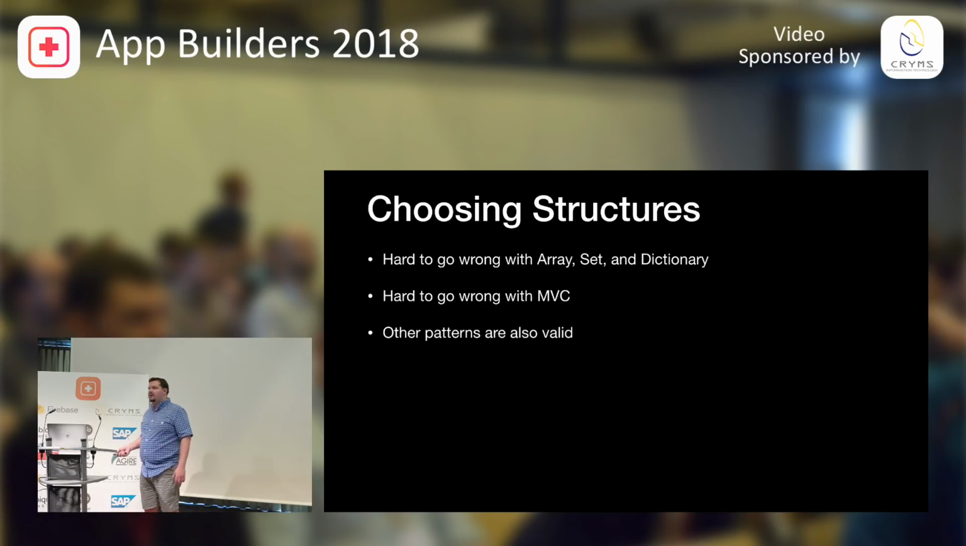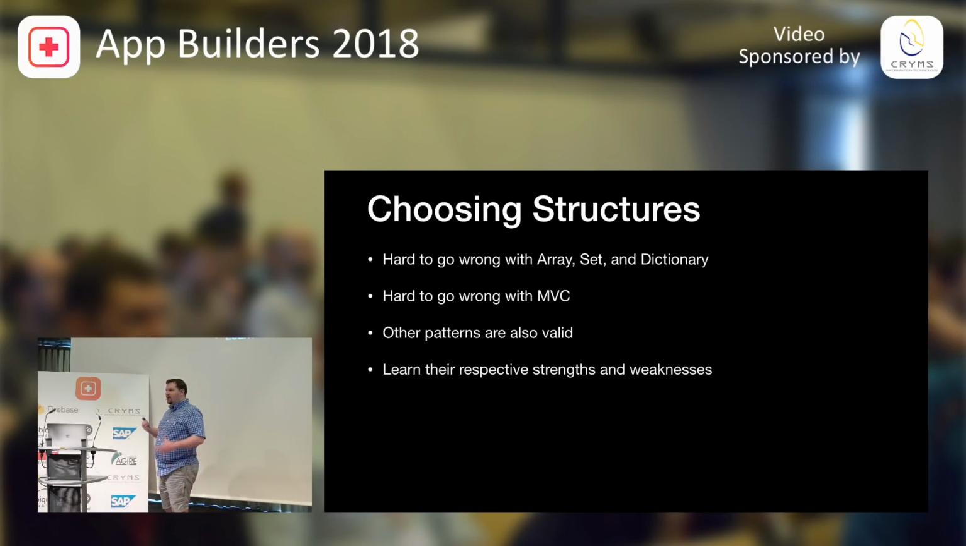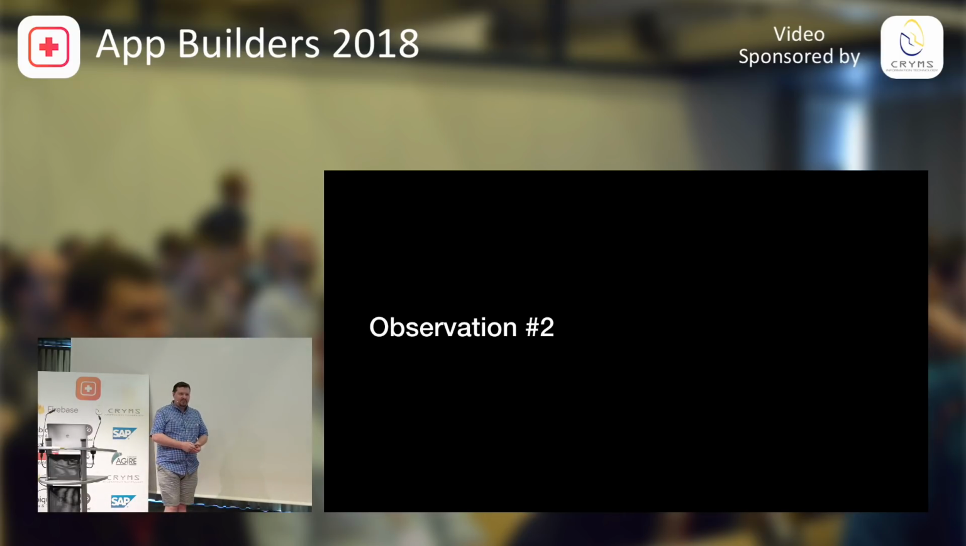Because other patterns are also valid. Things like FRP, or Viper, or Discover, and MVVM fits in very nicely with all of this as well. These are all relevant patterns. They're all tools in our toolkit. So in order to make these decisions, we need to spend the time learning their respective strengths and weaknesses. So that's observation number 1. Observation number 2 is that our naming affects perception.